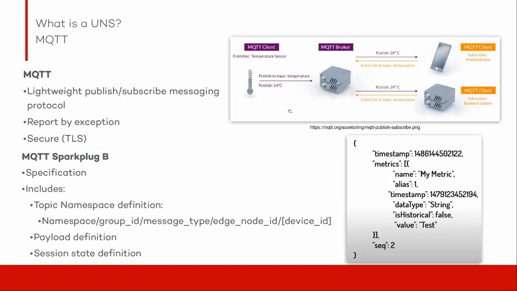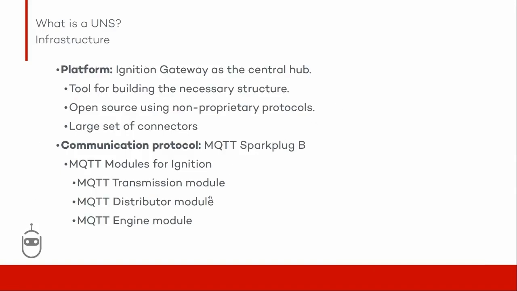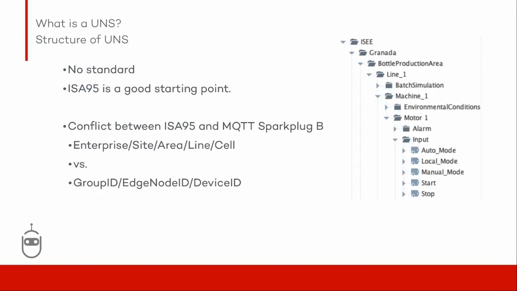So when we have the broker up here, in order to get that into Ignition, we actually use the Distributor module. You could also use other MQTT brokers like HiveMQ or EMQX and so on. There are multiple different MQTT brokers, but in this case, we're using the Distributor module. Then in order to view any of the topics within the broker and actually look at the whole namespace or the whole tag structure within the broker, we're using the MQTT Engine module. So this was a little bit about what tools we will be using.